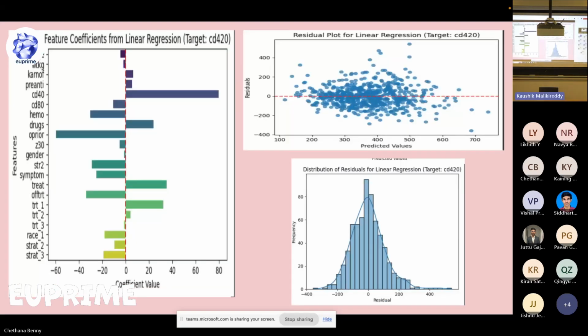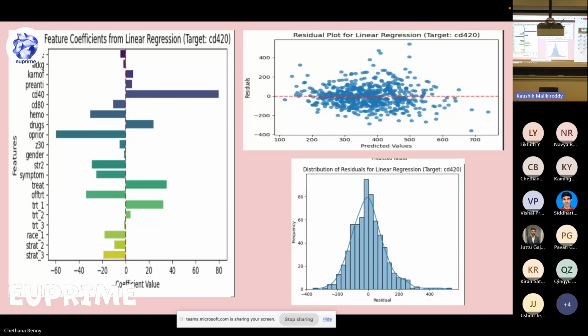Then I directly did my linear regression with all the features. And immediately I could see that the CD40 value stands out very high, which means the baseline CD4 was actually the main factor, which could potentially tell you that, of course, that patient might have a positive outcome to the treatments.